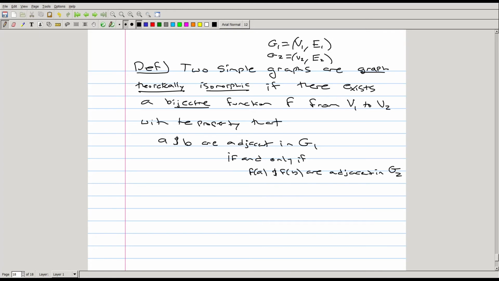And for large graphs, it's a very difficult problem. For small examples, it's relatively straightforward to go through and see whether or not they're isomorphic. But showing whether or not two graphs are isomorphic for a general number of vertices and edges is very, very difficult.